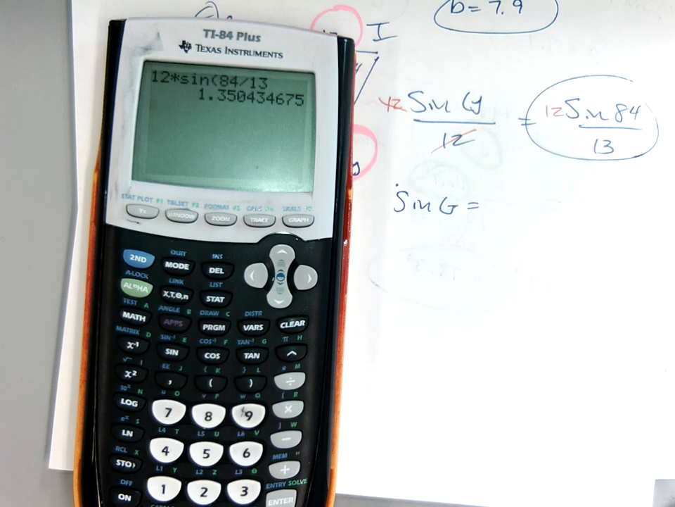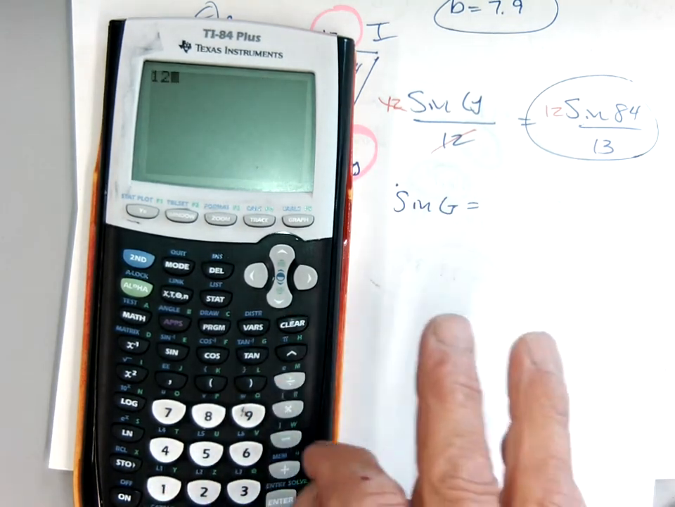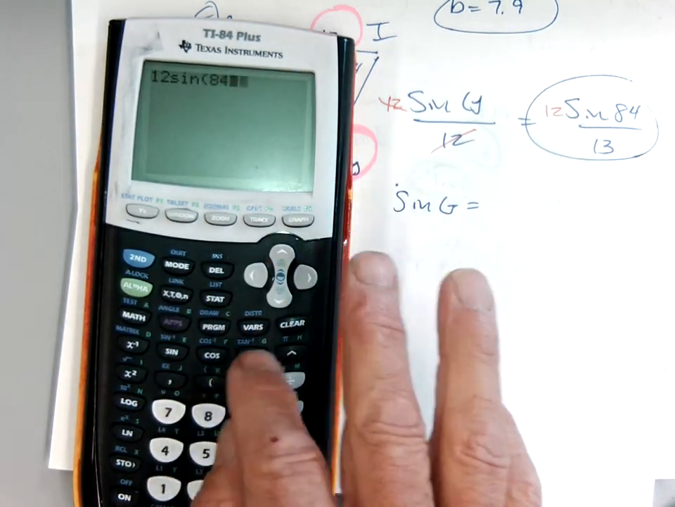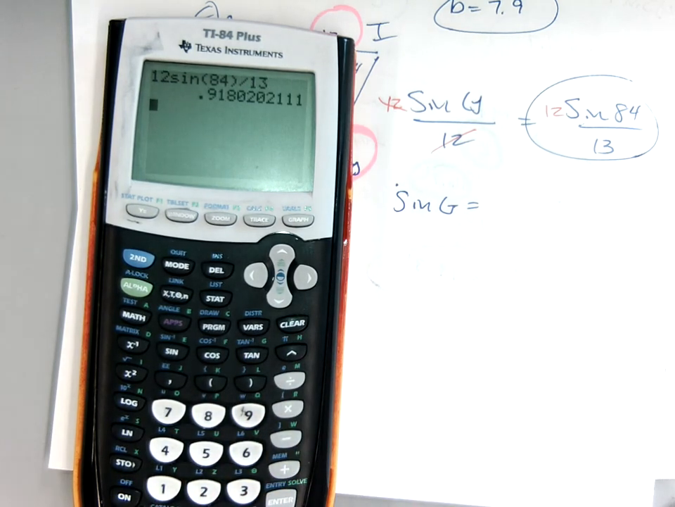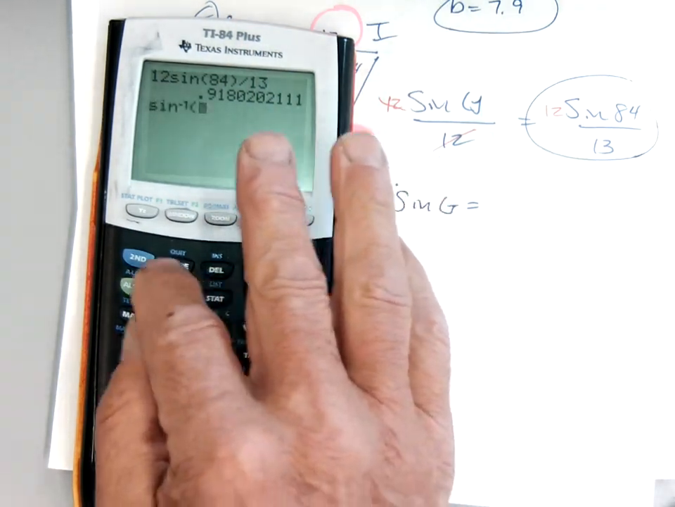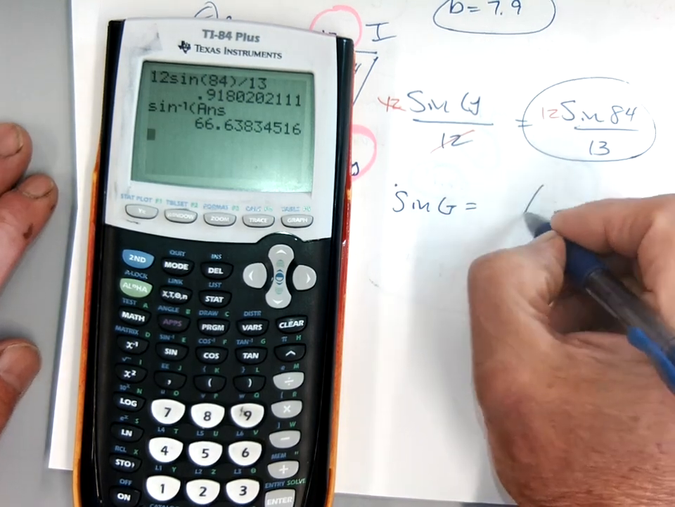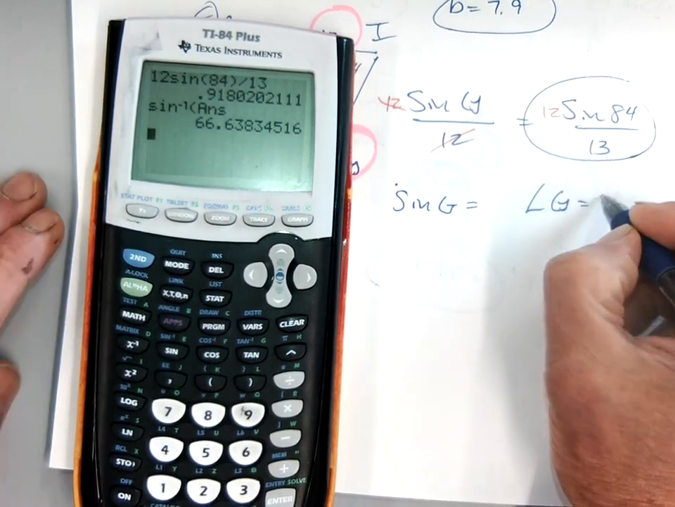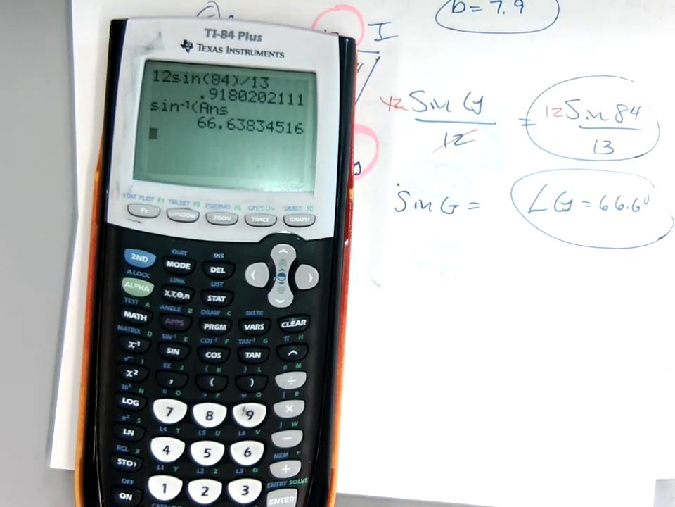Oh, I didn't close my parentheses. Look what happened. Oh, man, that's a bad thing to do. Let's try this again. 12 sine of 84 parentheses divided by 13. There we go. And then sine inverse of that answer. Wow, 66.6. Close those parentheses, right, Scott? Man, I had the wrong answer.